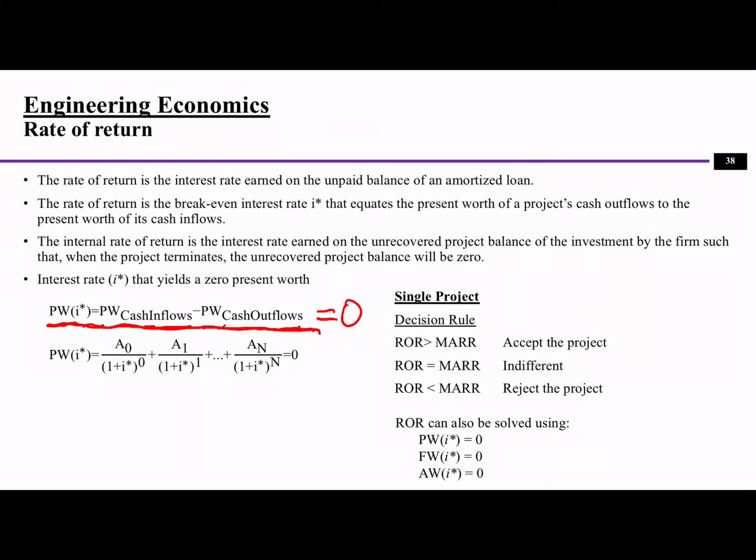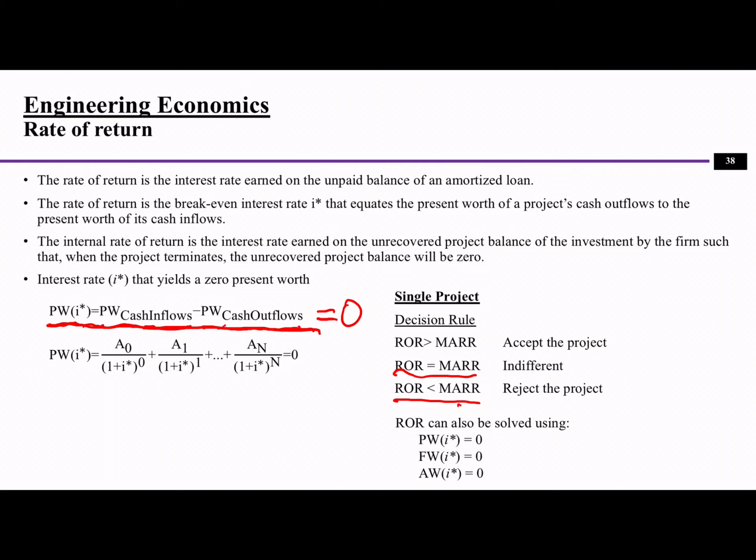We use this ROR, the rate of return, to compare with MARR. Remember, MARR is the standard we want to compare with, right? It's acceptable or not, right? If the rate of return is bigger than MARR, it means you got a higher return than the standard, than the comparison. If it is equal, it is indifferent. If it is smaller than MARR, it means we got less return than the standard. So this is how we make decisions.